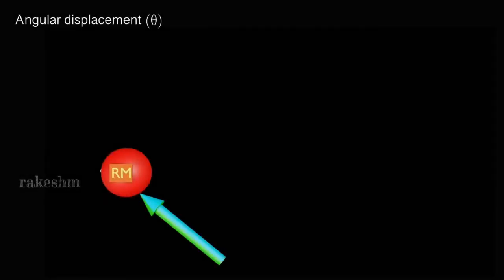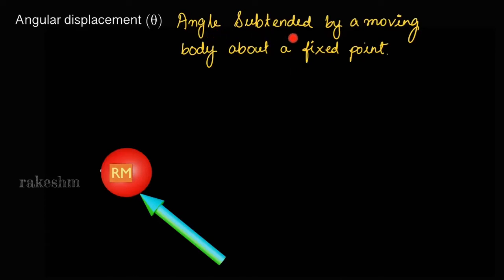Today we will look at angular variables. The first one we'll be looking at is angular displacement. So, the angle subtended by a moving body about a fixed point is called angular displacement. Notice one thing here, that we are considering the motion of the body in two dimensions, or in one plane.